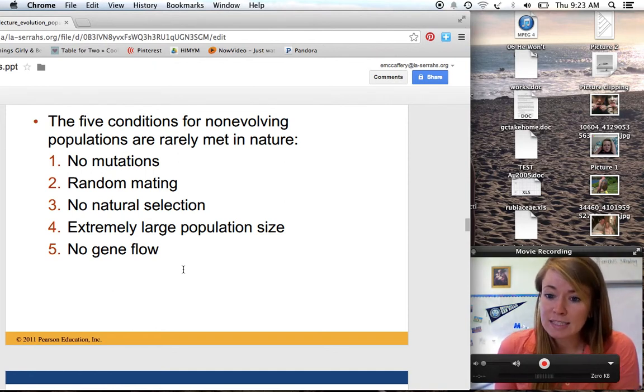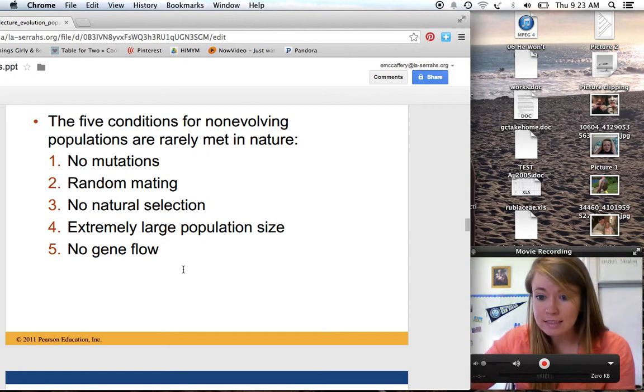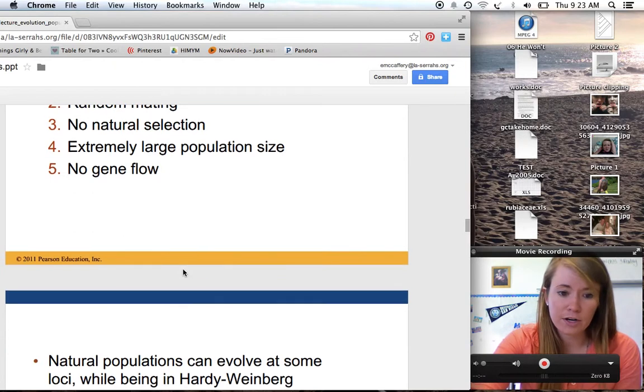There must be an extremely large population size, because that will remove any possibility of changes due to chance. And lastly, there must be no gene flow. So that means that we can't bring in new alleles or get rid of alleles, because then we're going to mess up our allelic frequencies. So those are the 5 conditions for Hardy Weinberg.